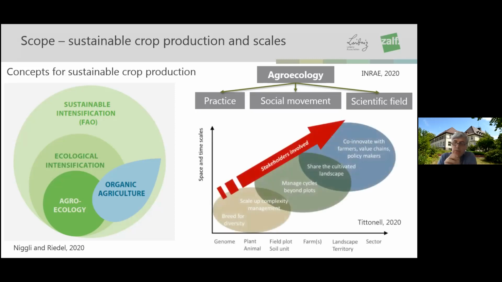There's another aspect to that, and that refers to the scale of sustainable crop production. When we focus mainly on the plot and field scale, we should be aware that there are other levels of the organizations that also need to be considered when we talk about sustainable crop production: the farm level, but also the landscape and perhaps also the sector level.